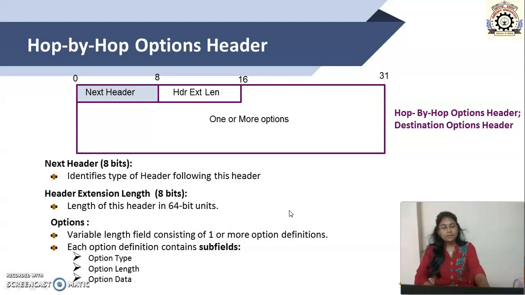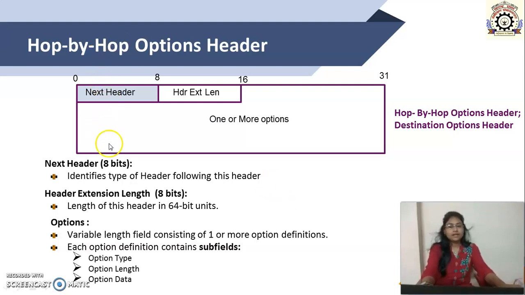This is the format of the hop-by-hop option header. First field is the next header. It is used to indicate the type of the header which follows this header. Then the header length, and next are one or more options. The options field contains one or more options, and each option contains 3 subfields: option type, option length, and option data.